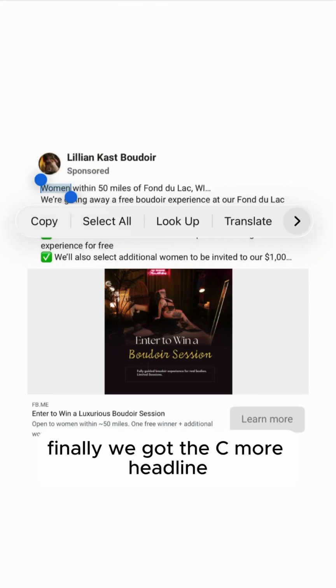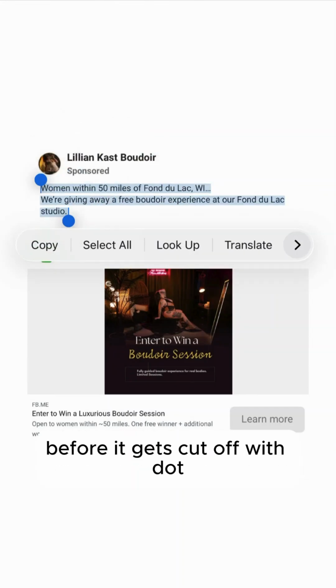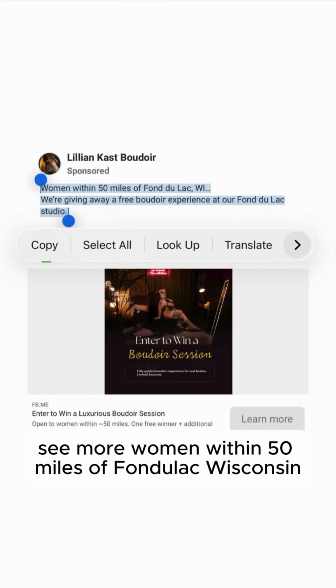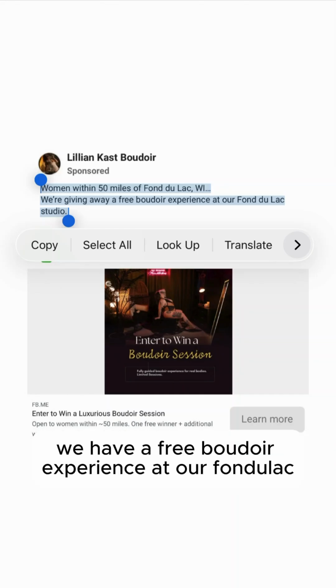Finally, we got the see more headline. First 2 3/4 lines on the Facebook mobile newsfeed before it gets cut off with ... See more. Women within 50 miles of Fond du Lac, Wisconsin. We know we have a free Boudoir experience at our Fond du Lac studio.